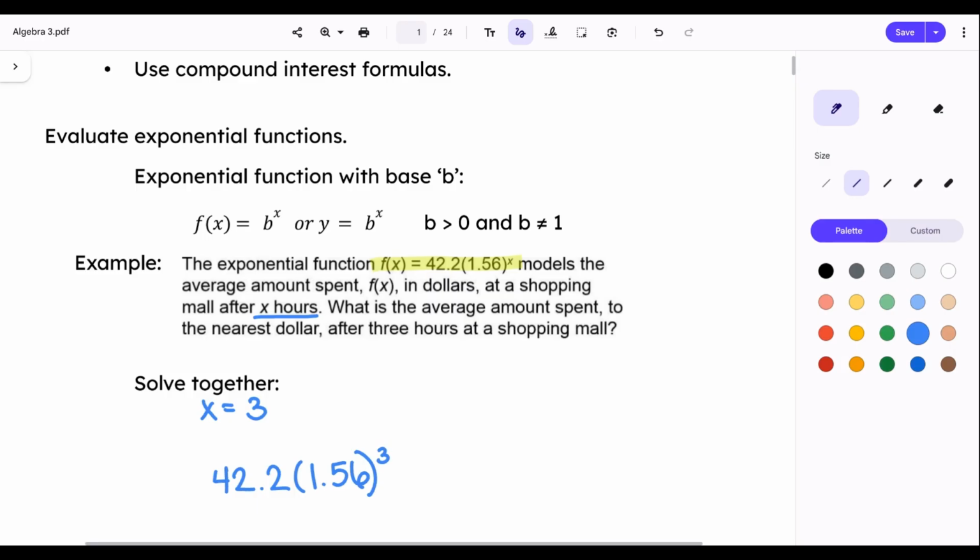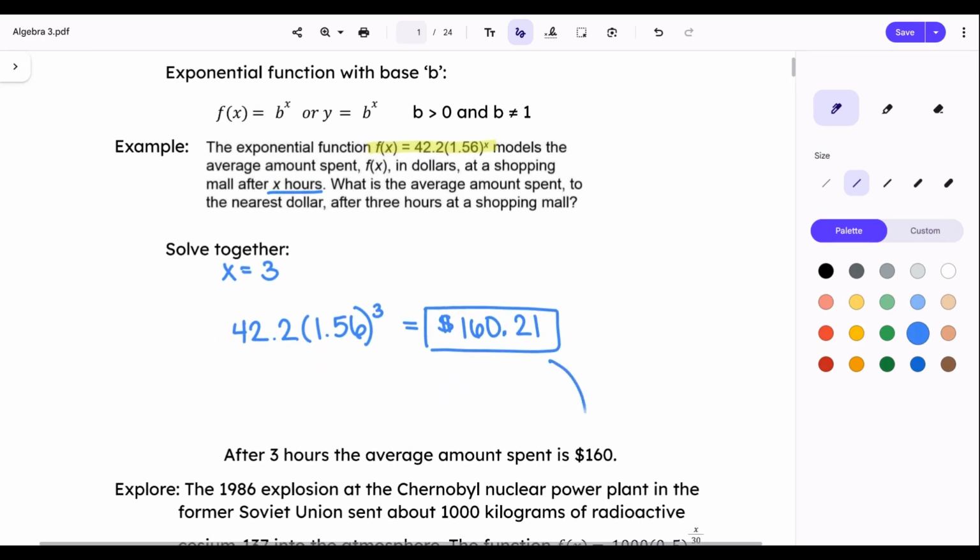At this point, you're going to want to just use a calculator because you're not going to want to mess with those decimals. Now you could do the 1.56 to the third power first and then take it times 42.2. You're going to type all of that in and you're going to get 160.21. Now that's me rounding because I'm talking about money here. So I'm rounding to 2 decimal places because that would be dollars and cents. So $160.21 would be what's estimated to be spent. And that's what they have down here too. So they're saying that the average amount would be about $160 if rounding to the nearest dollar.